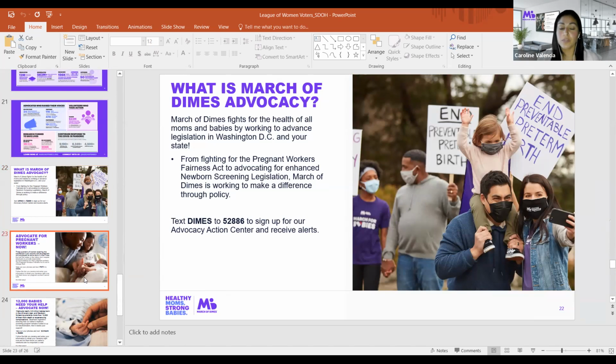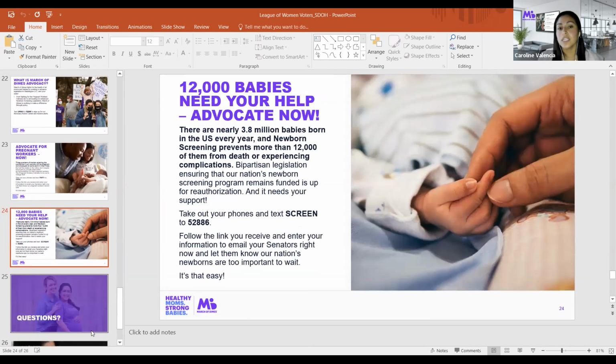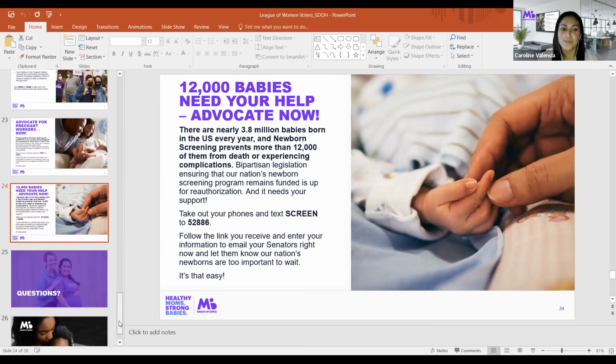And the 2 that we're really pushing for right now is the Pregnant Workers Fairness Act, because amazingly enough, employers aren't required to provide reasonable accommodations for pregnant women. So we are trying to pass a federal bill that will make that so. And then the second one is newborn screening to make sure that that is still well funded, because 12,000 babies a year, we catch things early with the newborn screening. So we really are trying to push and get as many people to support that as possible.